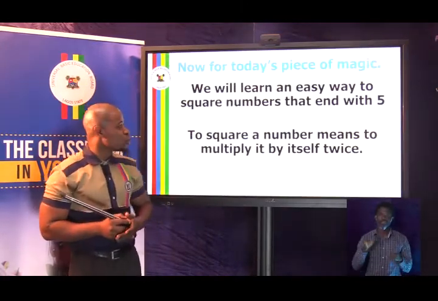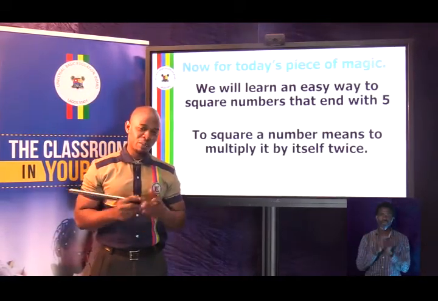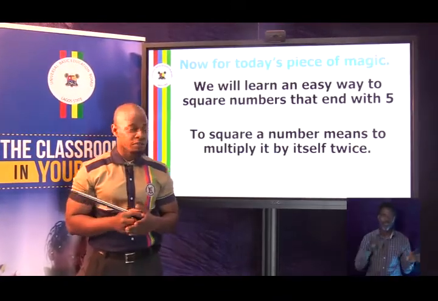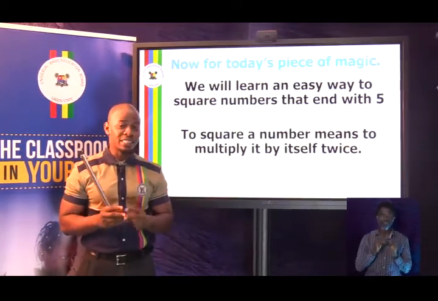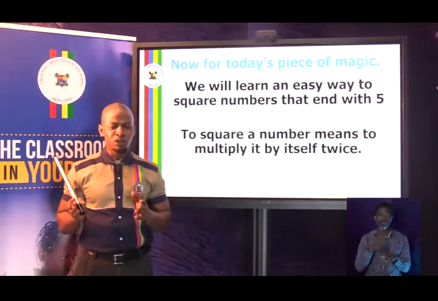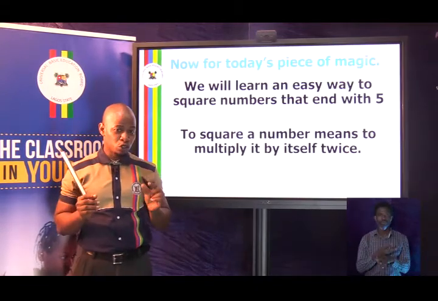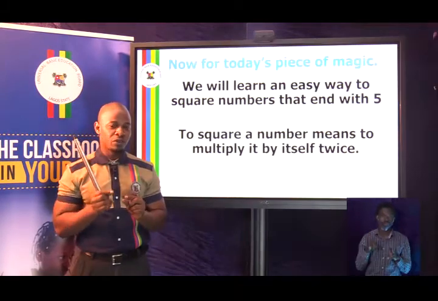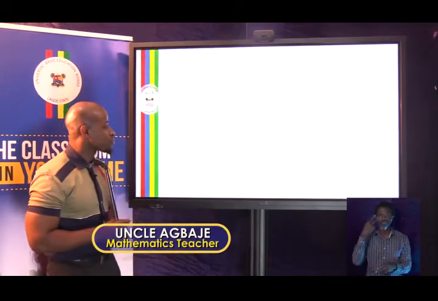We will learn an easy way to square numbers that end with 5. Numbers that end with 5 could be 15, could be 25, could be 35, could be 105. Now, to square a number means to multiply that number by itself. It's not going to be easy for you to put the multiplication table or the squares table of all numbers in your head. But Uncle Agbaje will teach you a trick that will help you to square numbers that end with 5 without even having to write anything down. Let's see how it goes.